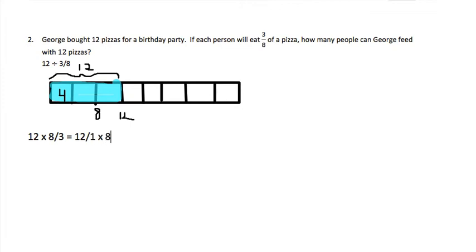which if we then multiply by 8/3, we would multiply the numerators, 12 times 8, which is 96, and then we would multiply the denominators, 1 times 3, which is 3. Then we would need to simplify our improper fraction, 96/3. When you do the division, 96 divided by 3, you would get 32 over 1, which is the same as 32. So 32 people will be able to eat.